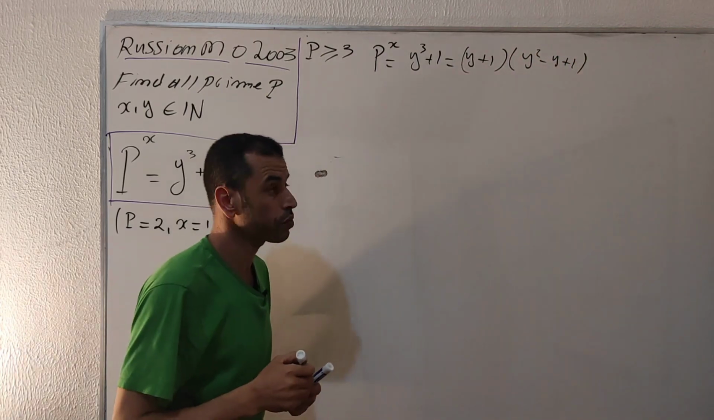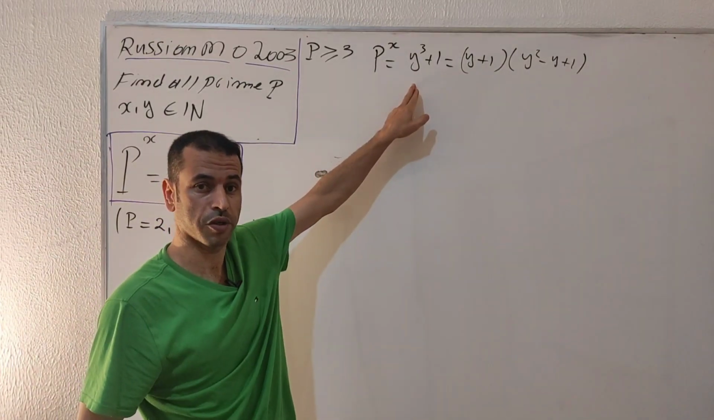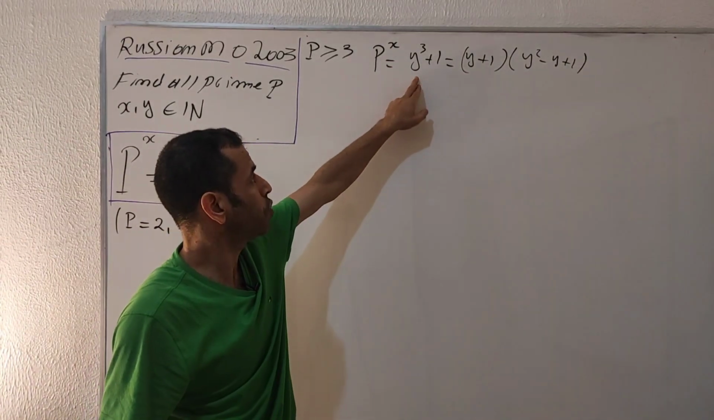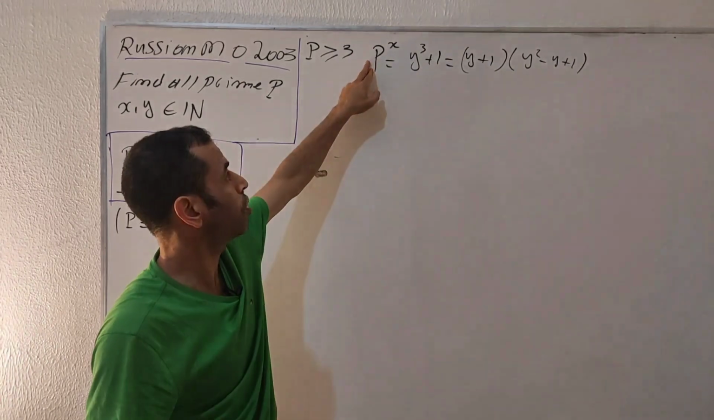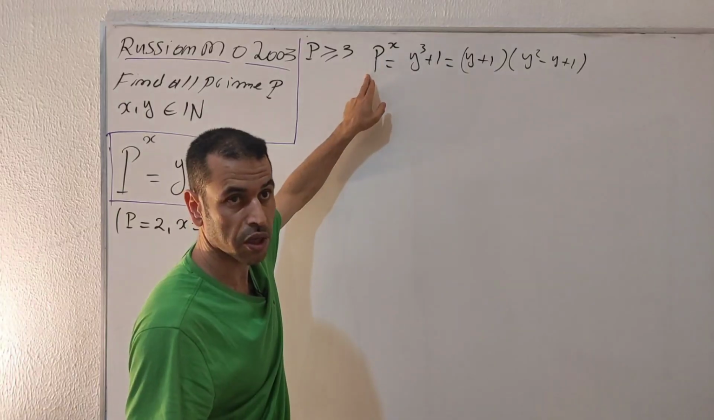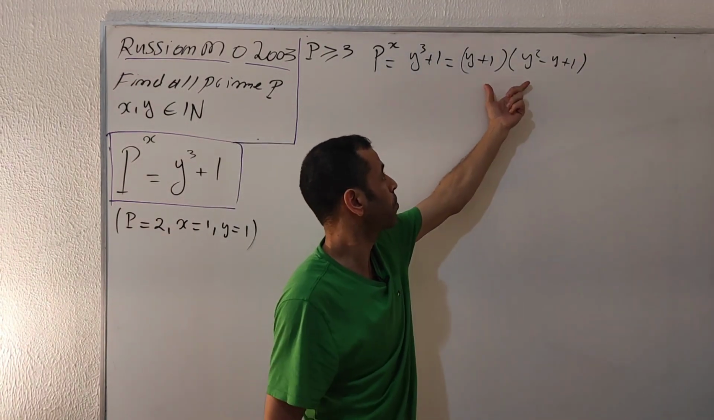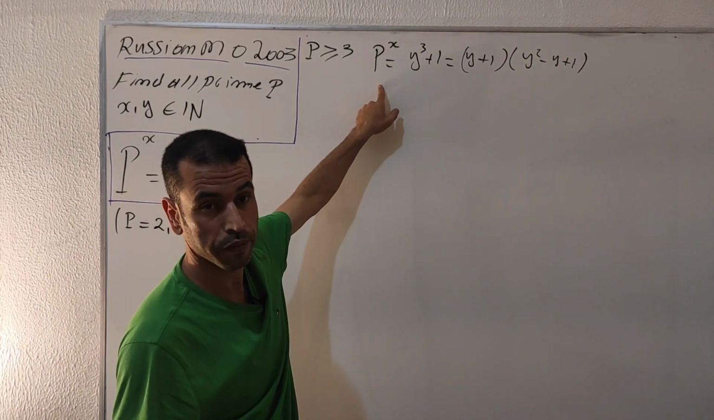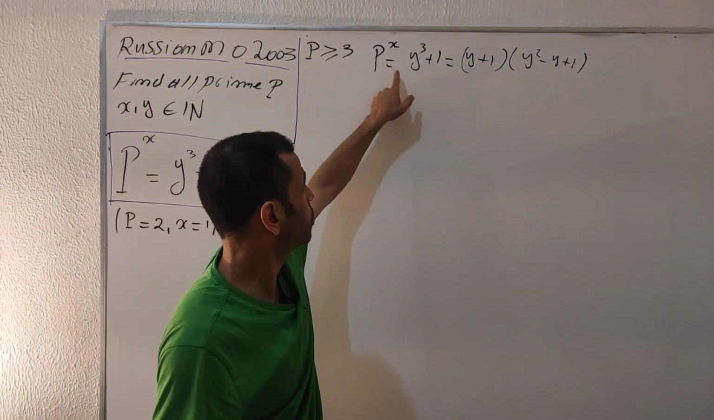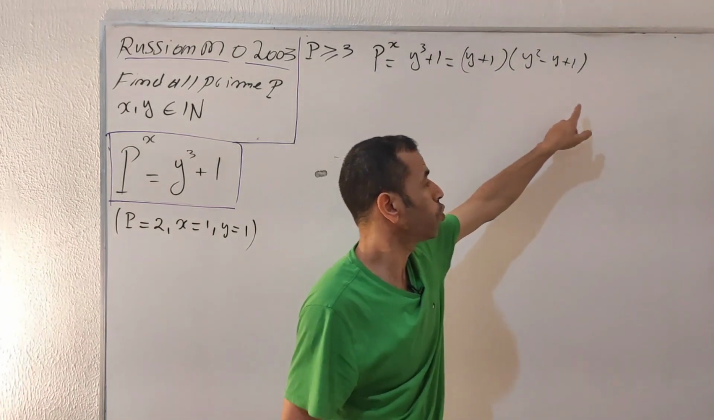By factoring this, we'll get (y plus 1) times (y squared minus y plus 1). Now the parity of y is going to be different. Previously it was odd, now it becomes even because this one is odd. Since the left hand side of this equation is a power of p, this product is a power of p. In addition, we know p is a prime, so the GCD of these two can be 1 or can be p.